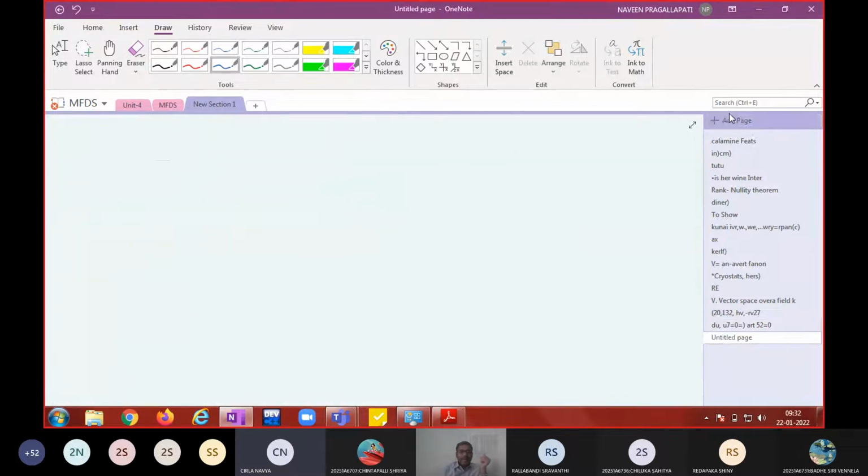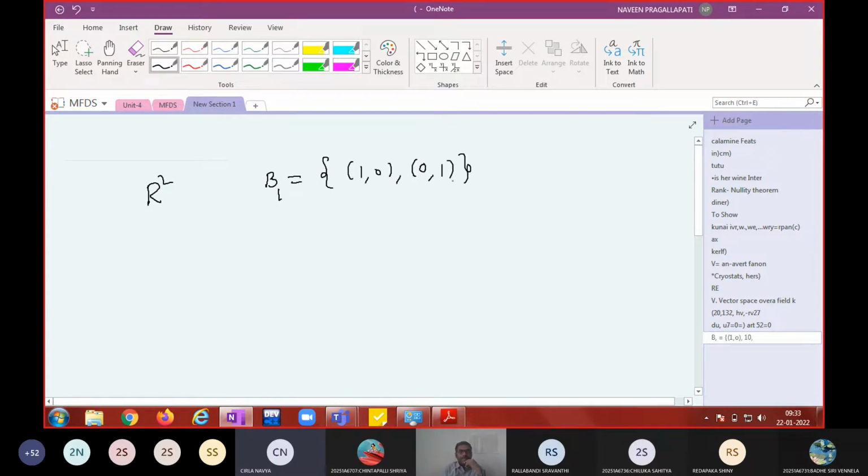So what are examples of orthonormal sets and orthogonal sets, or examples of orthonormal basis and orthogonal basis? Let us take a simple example, R square. Can you give a basis for R square? What is the standard basis for R square? One, zero and zero, one, right? This is the standard basis.